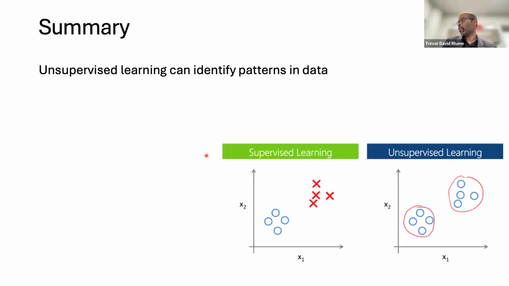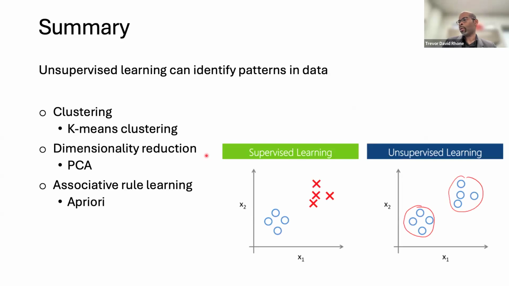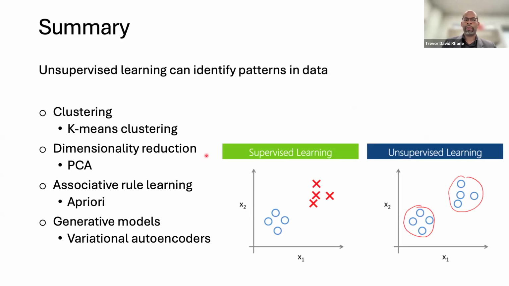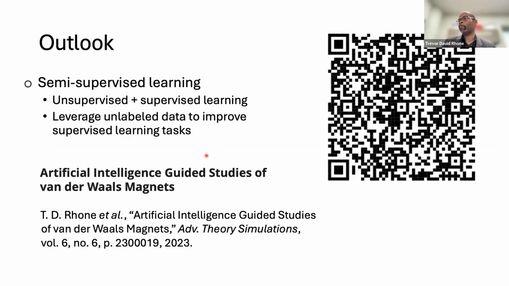To summarize, we found that unsupervised learning can help identify patterns in the data. We looked at the difference between supervised learning and unsupervised learning. We looked in particular at k-means clustering, PCA, and a priori association rule learning. We looked a little bit also at variational autoencoders, which is really cool and good for creating new data, potentially new materials if it's done correctly.